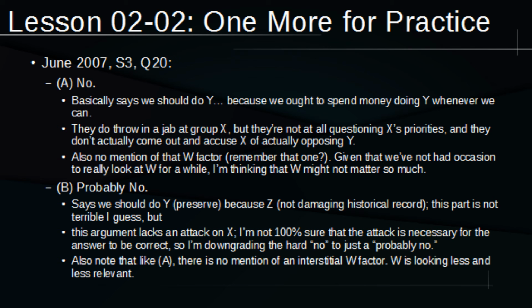Moving on to B, this one's a probably no. Not quite as firmly no for me as A was. So B for us says that we should do Y, preserve stuff, because of Z, not damaging the historical record is important. This part isn't bad, but the argument lacks an attack on X. So again, I'm not 100% sure that the attack is necessary, because really there's enough problem with assuming that Z is so important that it alone is enough to explain why. But I am ideally looking for an ad hominem jab in there somewhere that mirrors the one we had in our stimulus. So that's why I'm downgrading the hard no to just a probably no, but it's still probably no.